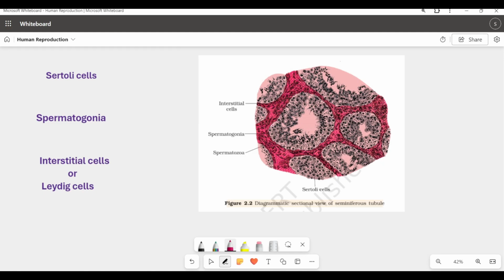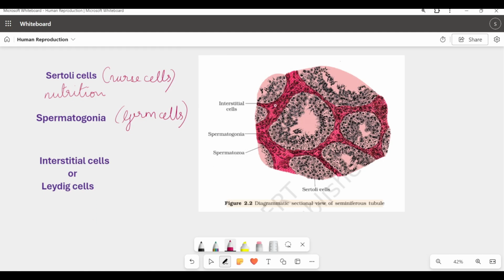If you look at the cross section, it is lined by two types of cells. One is called Sertoli cells, otherwise termed nurse cells, and the other is germ cells, that is spermatogonia, the germ cells from which the sperms develop. Sertoli cells are tall pyramidal cells which provide nutrition to the developing germ cells, whereas spermatogonia undergo mitosis and meiosis to form the spermatids and sperms.